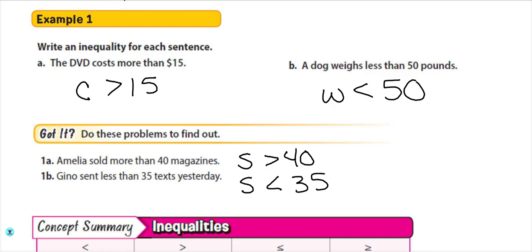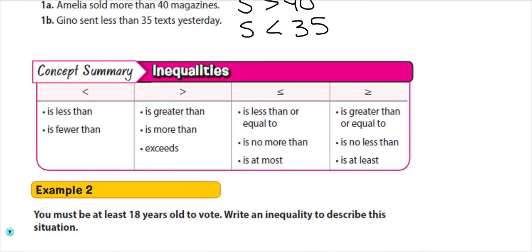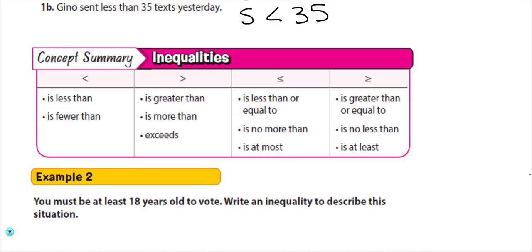All right, let's go ahead and take a look at the next part. All right, so here is your little cheat sheet, okay? So I went ahead and copy and pasted this from the book, so that way you've got it. So when we have the less than symbol, we would use it for when we see the words less than and is fewer than. We use the greater than symbol for is greater than, is more than, which we just did, or exceeds.